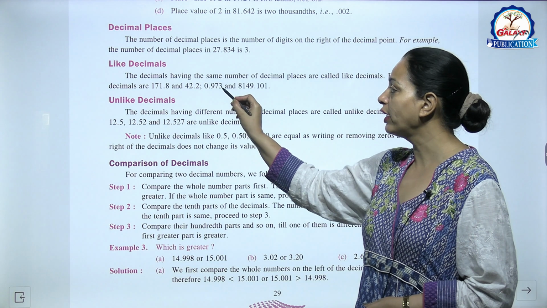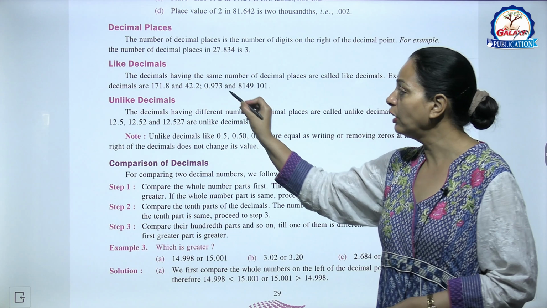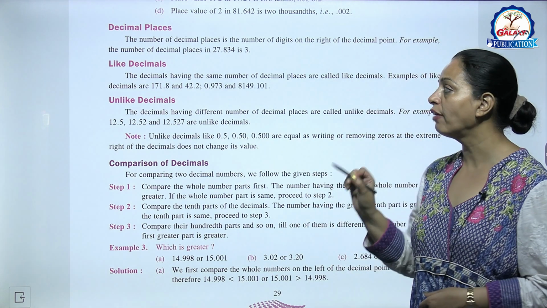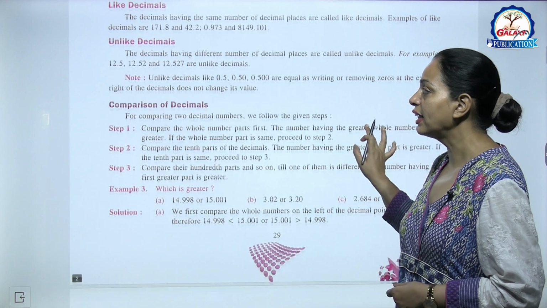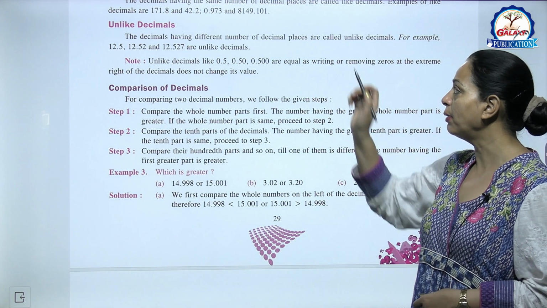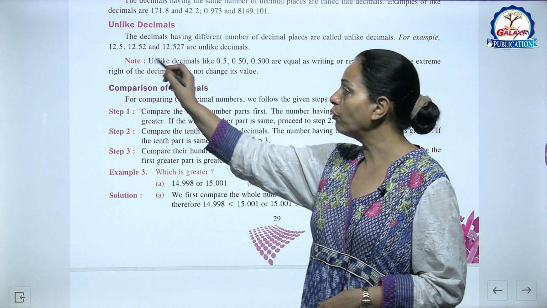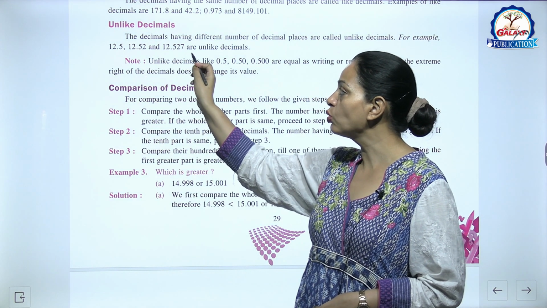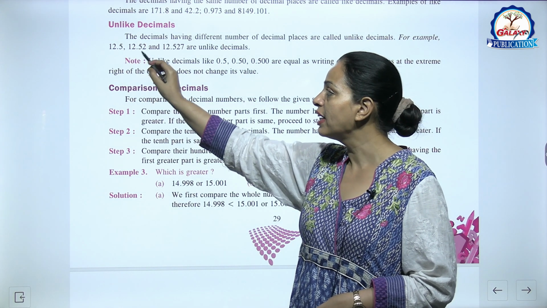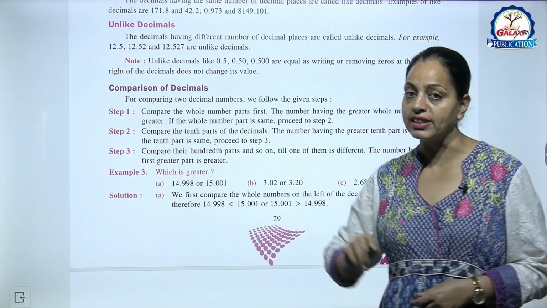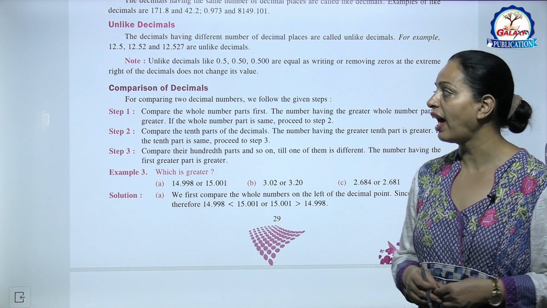Okay. Now 0.973 and 8149.101. इन दोनों numbers में decimal के बाद we have 3 digits means 3 decimal places. Okay. Now unlike decimals: the decimals having different number of decimal places are called unlike decimals. For example, 12.5, 12.52 and 12.527, these are unlike decimals because इस number में after decimal we have 1 digit, here we have 2 digits, here we have 3 digits. तो सब में different number of places हैं, that's why these are unlike decimals.